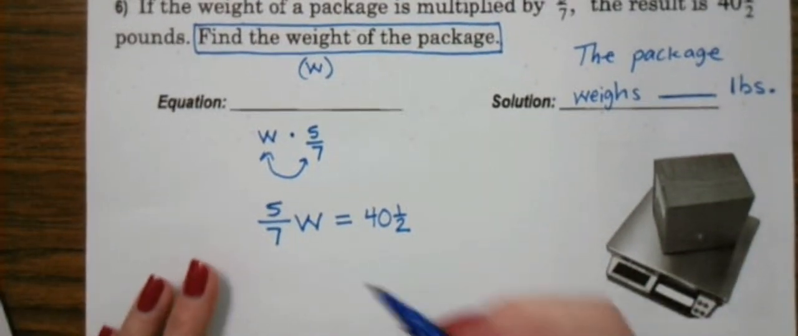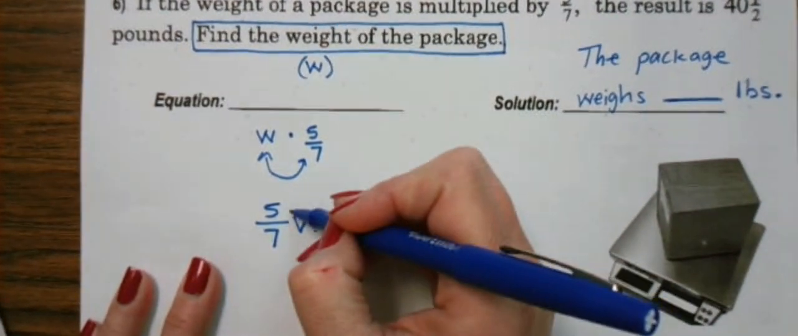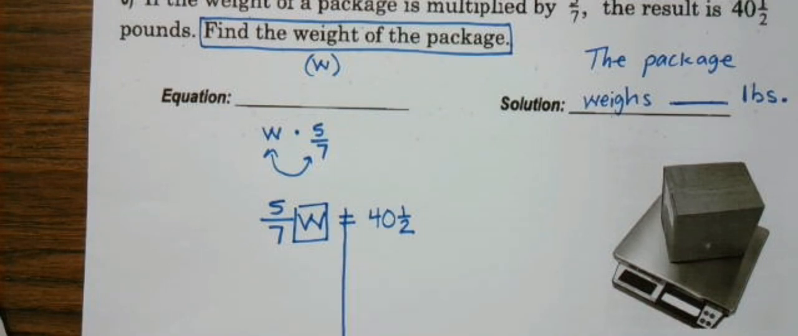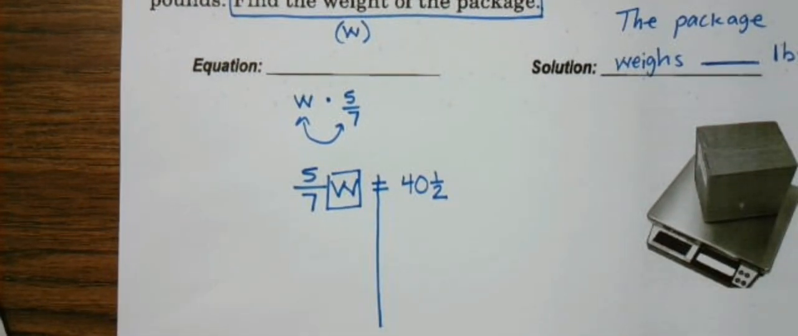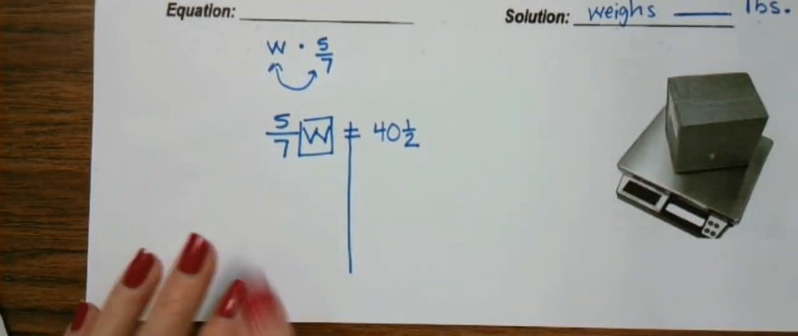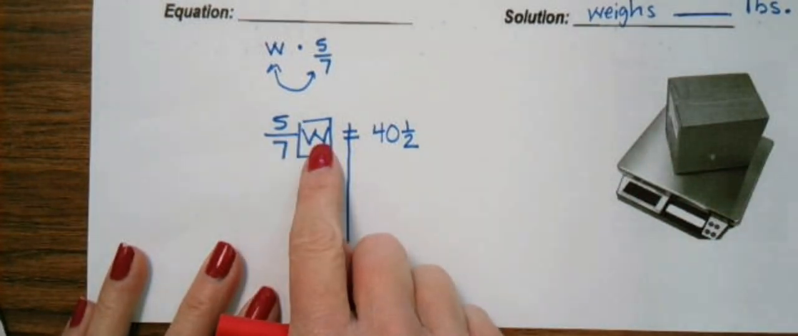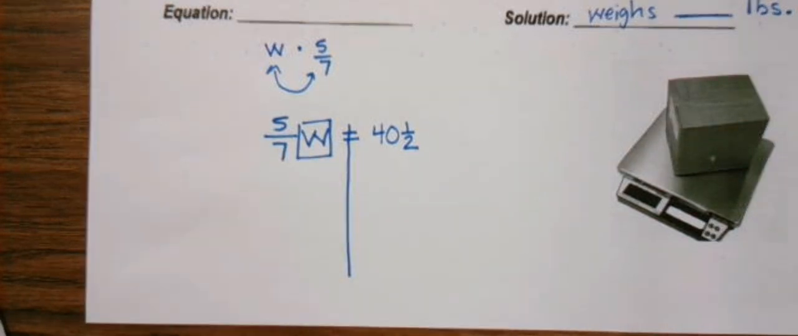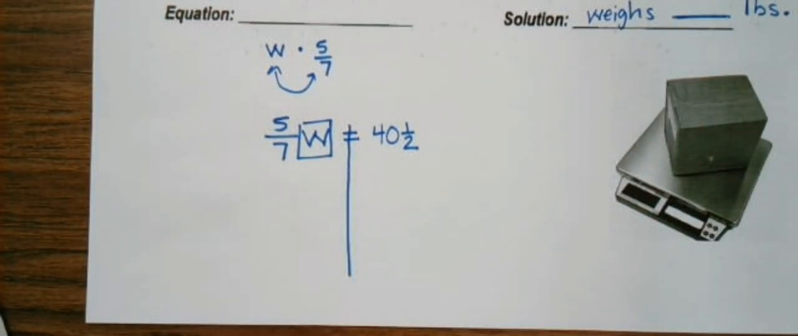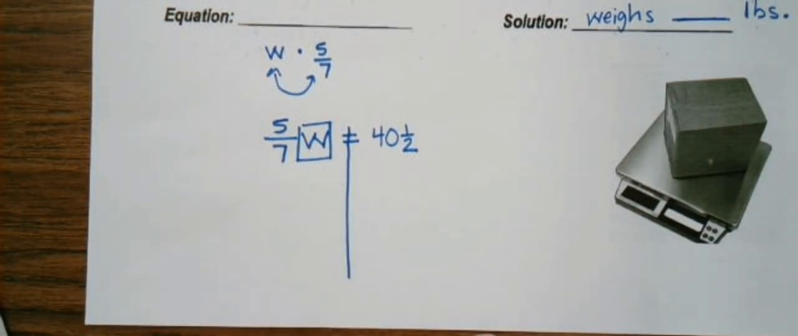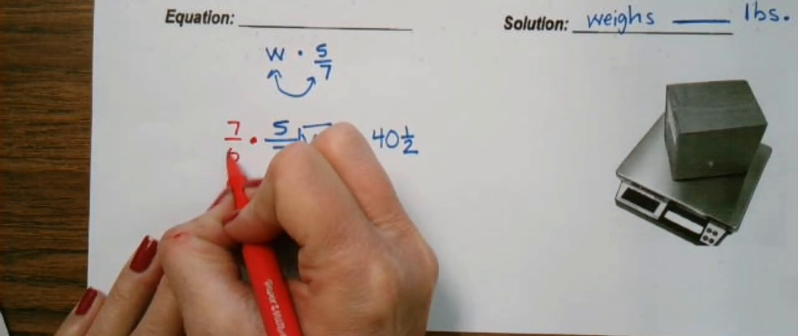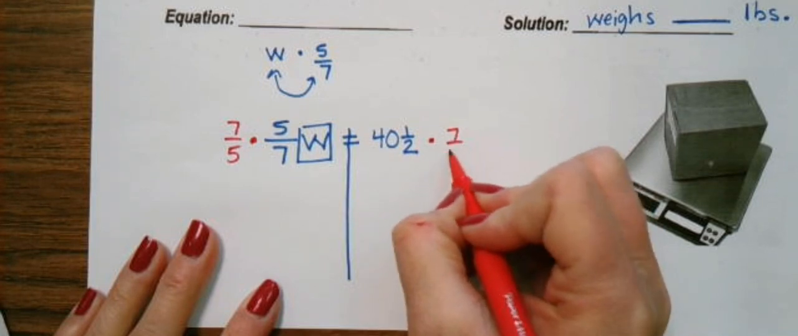So we need to figure out the mystery weight of the package. What is being multiplied to 5/7? Okay, do you notice how in this problem I have a fraction attached to the variable? How do we undo that? Not division, although that would work. What's the trick I taught you? What can we do? We can multiply by the reciprocal. So I'm going to multiply by 7/5 over here and over here on this side.